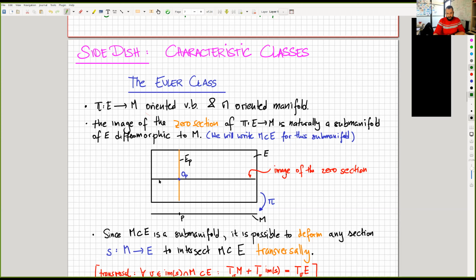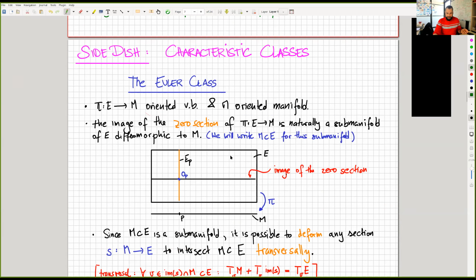And this naturally gives a submanifold here. The image of the zero section is a submanifold, and it's naturally diffeomorphic to M. This is just a diffeomorphism here. So we can just assume that M is embedded into E. Every vector bundle has a total space which is again a manifold, and M is in that way canonically a submanifold of E through the image of the zero section.